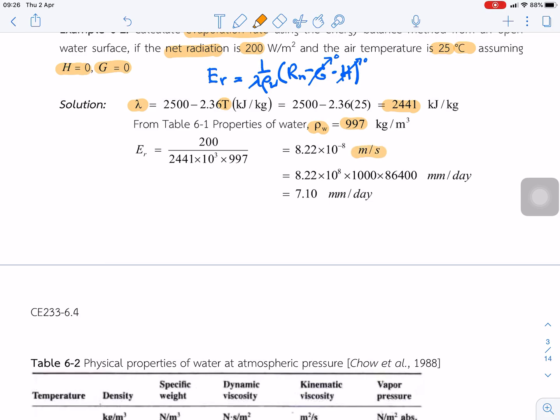In the first step we got the unit in terms of meter per second. We have to multiply by the number of seconds in a day, and multiply by 1000 to convert to millimeter per day. So we got 7.1 millimeter per day.